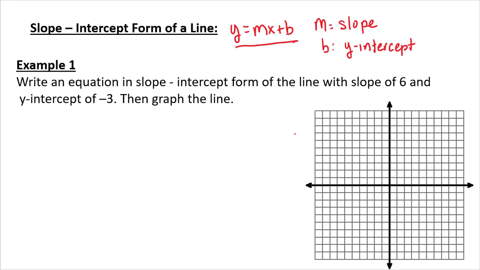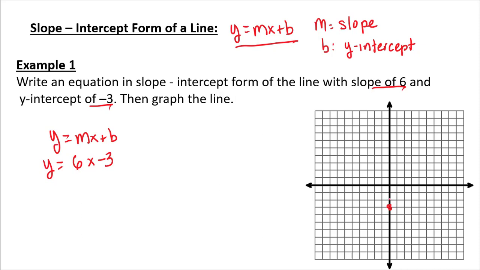Write an equation in slope-intercept form of a line with a slope, so that's my m, of 6 and a y-intercept of 3. So y equals mx plus b. They give me everything. This is our easy example. 6x minus 3. So to graph your line, you go to the y-intercept, which is -3, and then you graph two other points that are on your line.